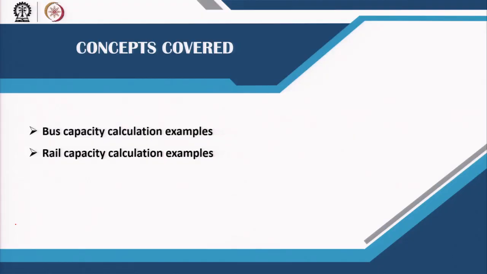Welcome back friends. In the previous lecture, we had introduced you to the various concepts in capacity and speed calculations of bus and rail transit. In this lecture, what we are going to do is show you some solved examples of capacity, basically of rail and bus transport, so that this will help you understand those theoretical concepts that you have already learned in the previous lecture.